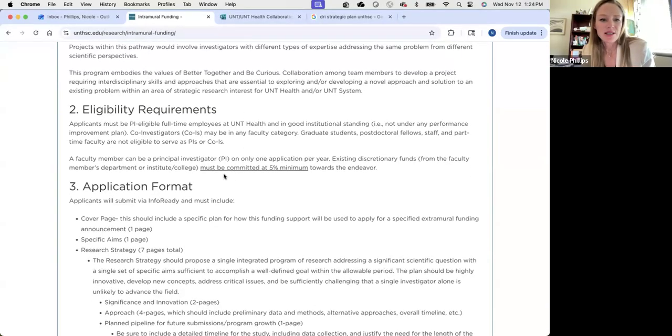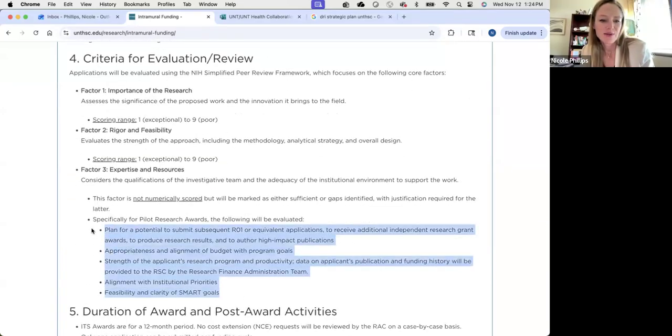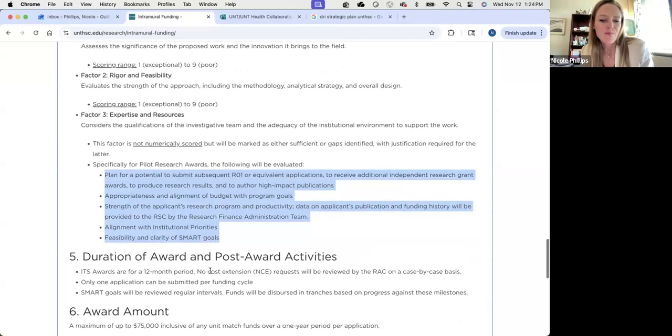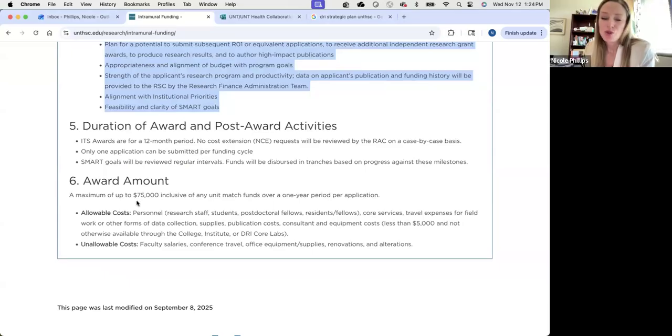So eligibilities are listed here, application format, criteria for review, again with some of those specific criteria specific to the application. This is up to $75,000 available for this award, also 1 year. And as with most of these, the ones that are science-based, experimental-based, data collection-based, it will include SMART goals as one of the requirements.